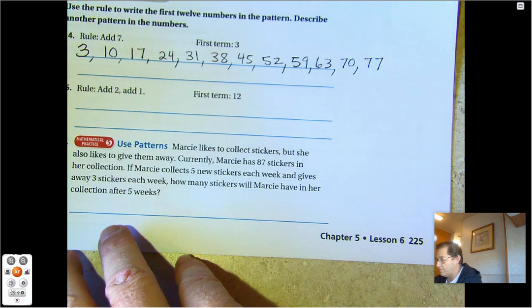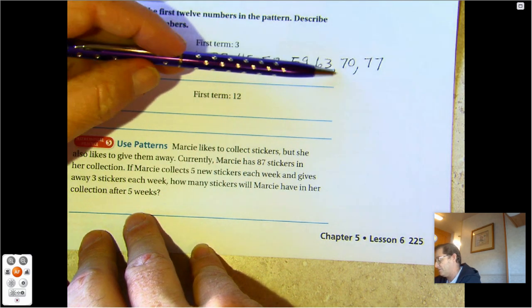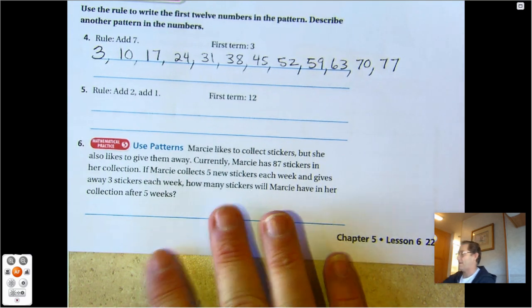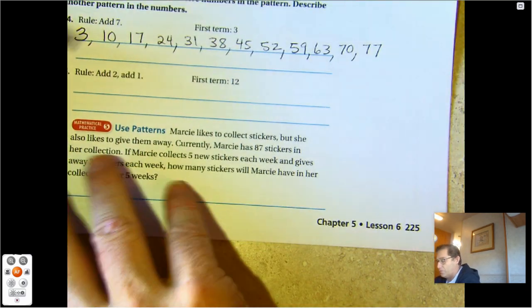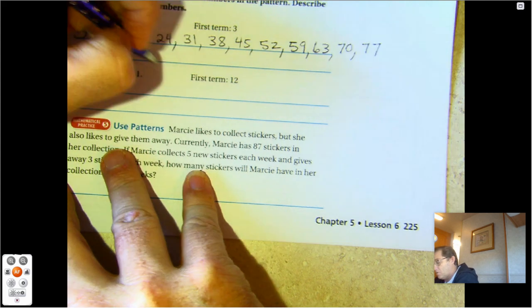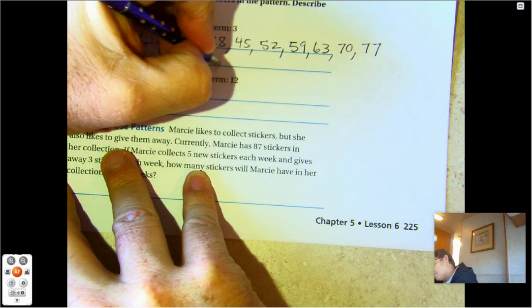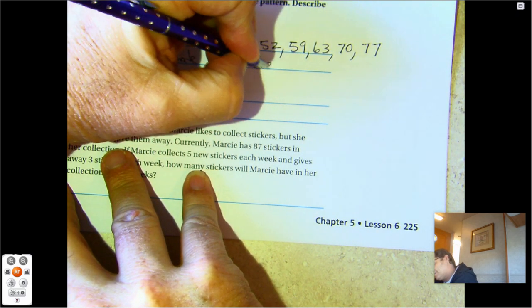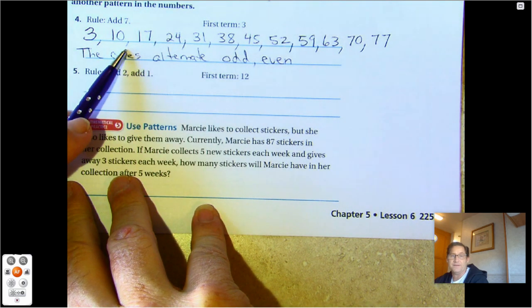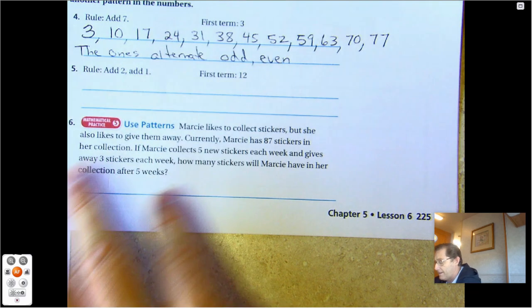Write the first 12 numbers in the pattern. 1, 2, 3, 4, 5, 6, 7, 8, 9, 10, 11, 12. Okay? All right. Now, what pattern could we also describe? Well, the ones digits alternate odd, even. 3 odd, 10 even. 17 odd, 24 even.